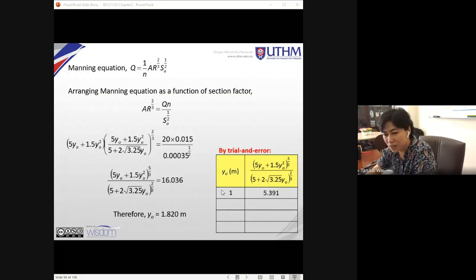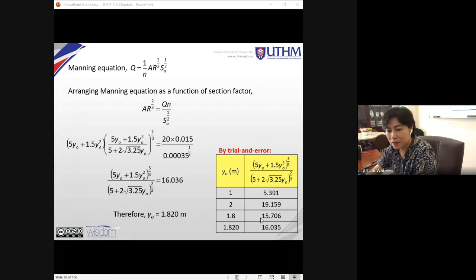This is manually, all right? I said the calculator straight away gives you this answer. But manually, if you try 1, it gives you 5.391. If you try 2, 19. So you know your answer is between 1 and 2. I guess it's near to 2, because 16 is nearer to 19. So 1.8, therefore, you try it again. By substituting y naught equals 1.82, you are going to get 16.035.